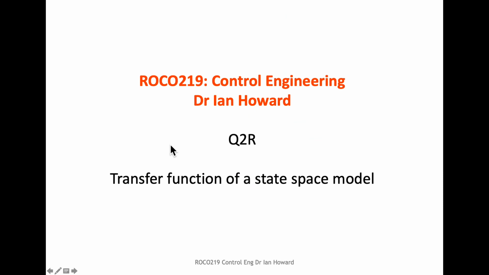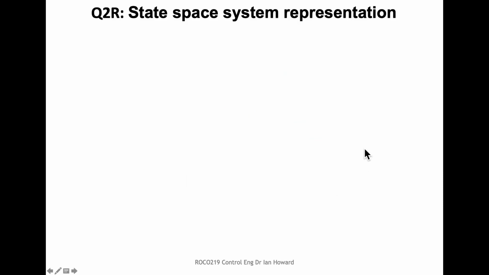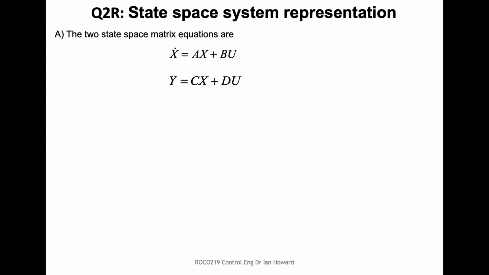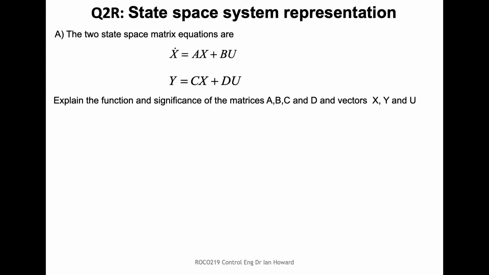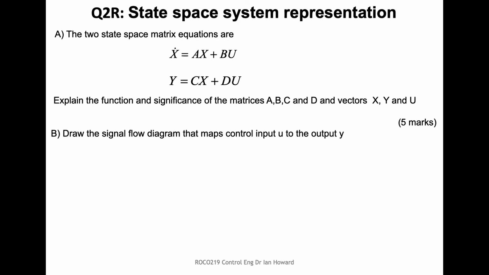So this question is concerned with looking at the transfer function of a state space model. We know that the two state space equations are given by x dot equals Ax plus Bu and y equals Cx plus Du. First of all, explain the significance of A, B, C, D and vectors x, y and u. Right, so it's just asking us to explain what it all means, basically.